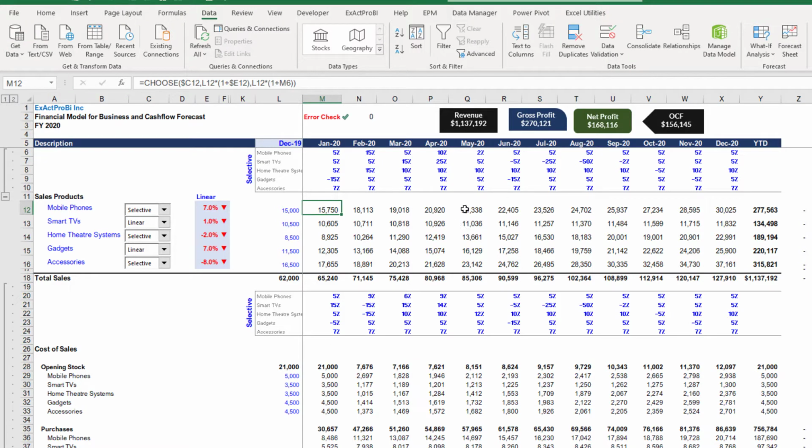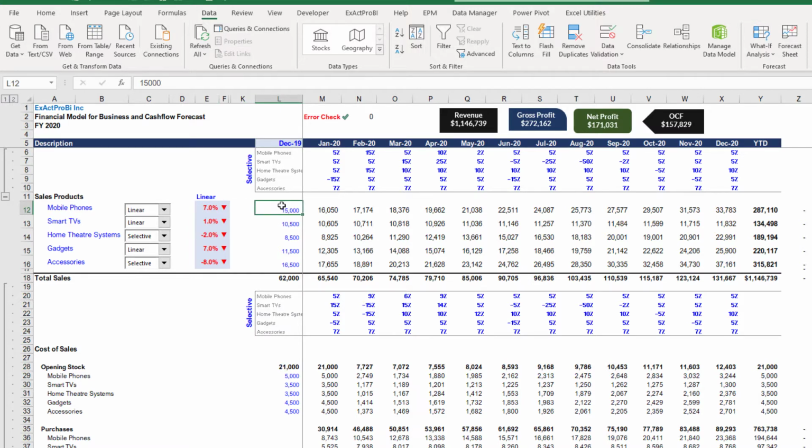Based on that, we're going to manipulate these figures as a base, using various approaches, linear or selective, to build our forecast for the next 1 year. Now, what do we mean by linear and selective? Once you select linear for mobile phones, this particular percentage, 7%, you can change, which is a drop-down here. For example, I have kept it at 7%.